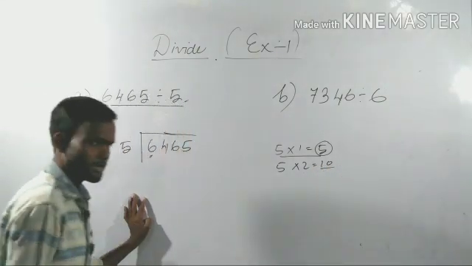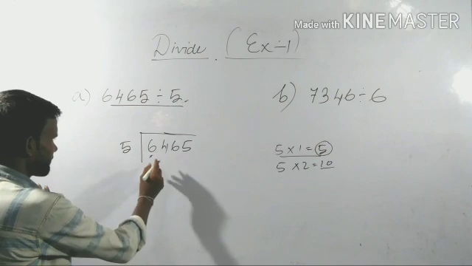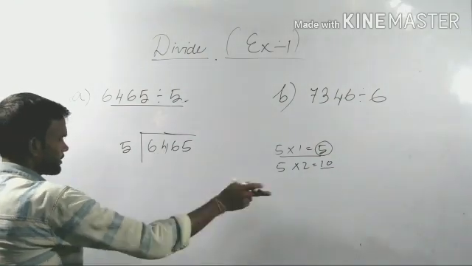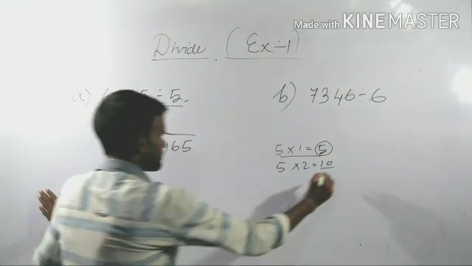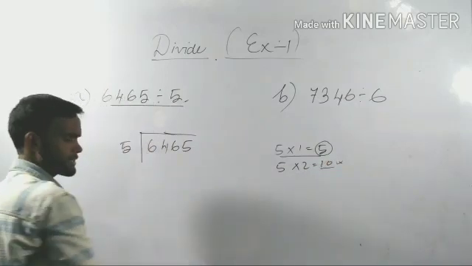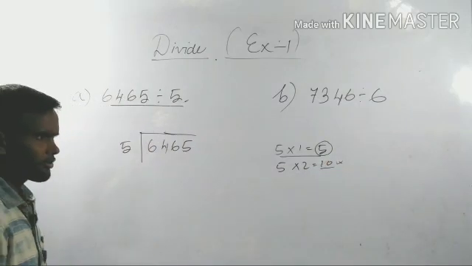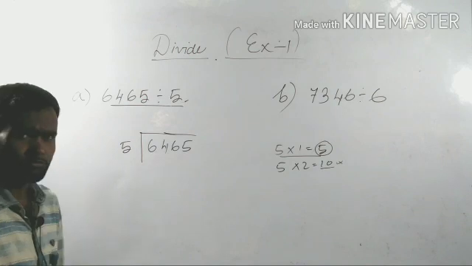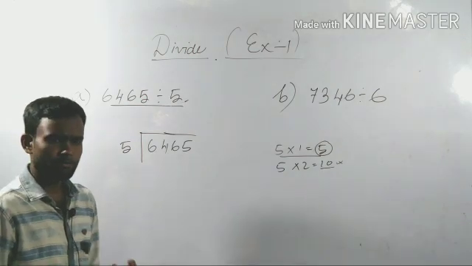5 2s are 10. No, because why? If you write 10, then 10 will be greater than 6. So we cannot write a larger number, we can write a smaller one, or we can write an equal number.